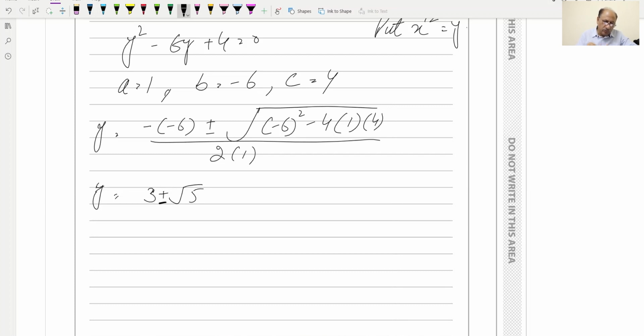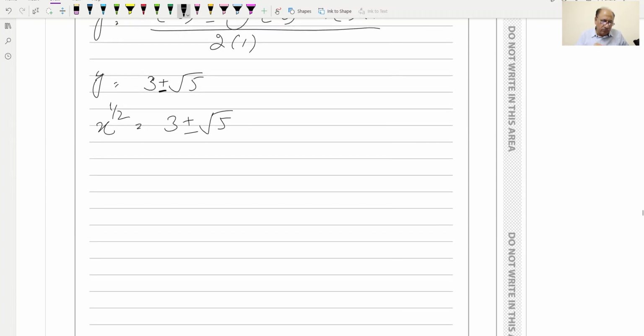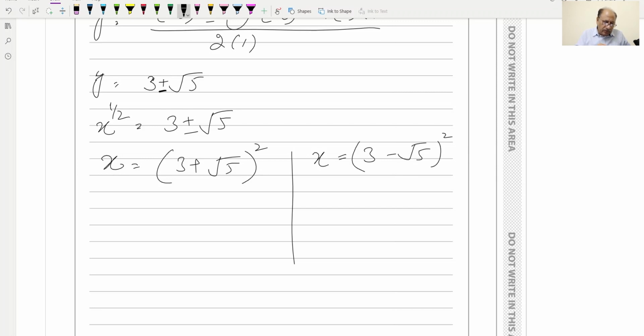Now y is equal to what? Y is equal to x raised to 1 by 2. So x raised to 1 by 2 will be equal to 3 plus minus under root 5, and we can write in square format. If we take square on both sides, x will be equal to 3 plus minus under root 5 squared. Basically this one we can take plus, and this will be 3 minus under root 5, squared.